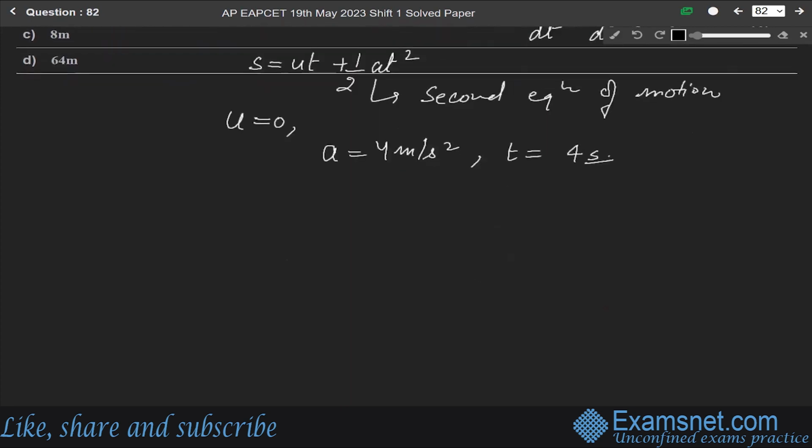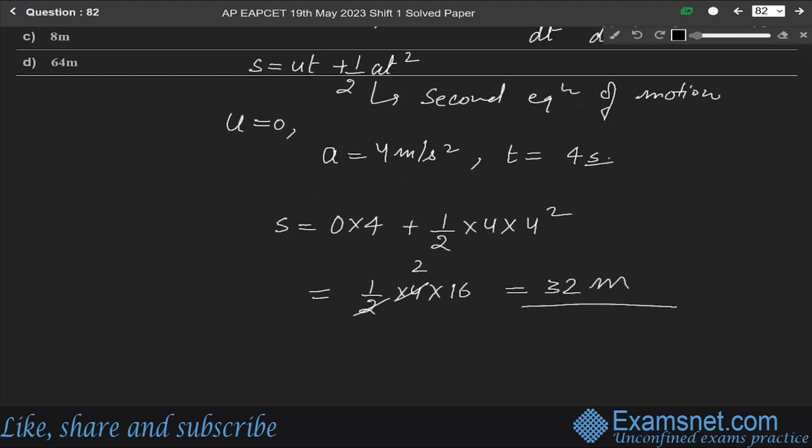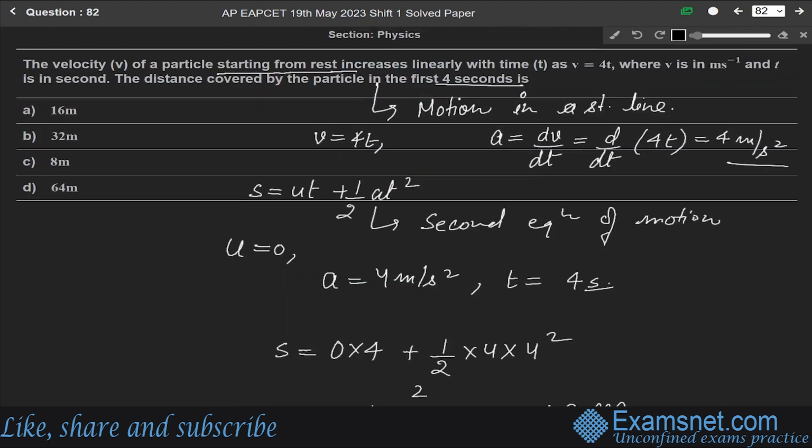Solving it, we get s equals ut, means 0 into 4, plus half at square, means half into 4 into 4 square. So it will be half into 4 into 16, which comes out to be 2 times 16, that is 32 meters. So our answer is distance equals 32 meter, means option B is the correct answer.